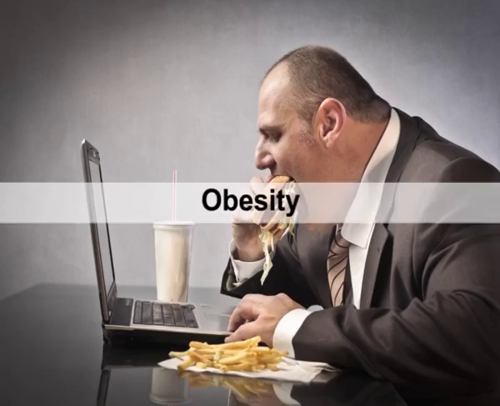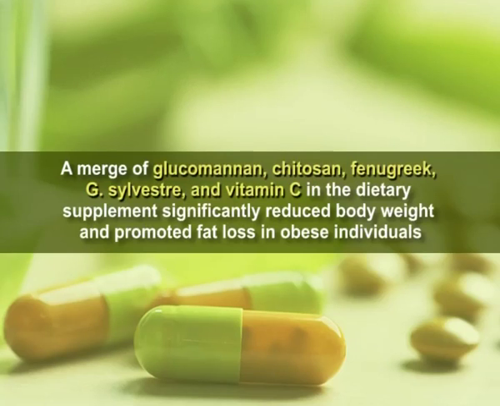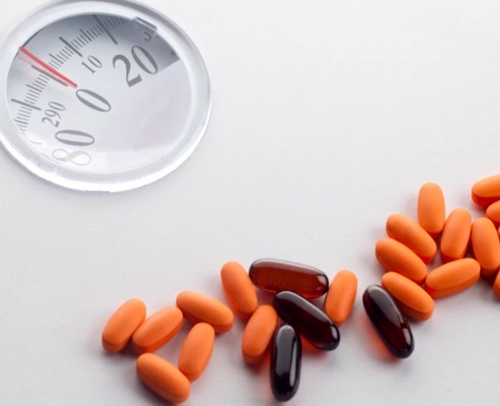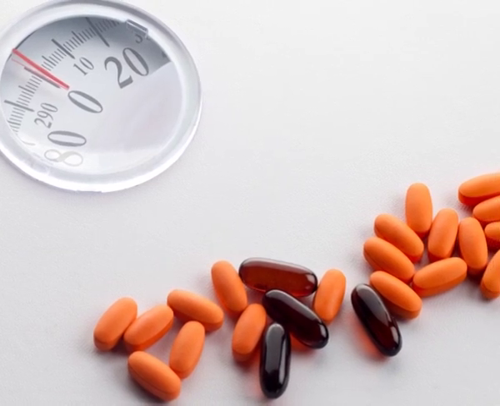Second is obesity. A combination of glucosamine, chitosan, fenugreek, G. sylvestre, and vitamin C in the dietary supplement significantly reduced body weight and promoted fat loss in obese individuals. Further studies are needed to establish long term efficacy and adverse effect potential.